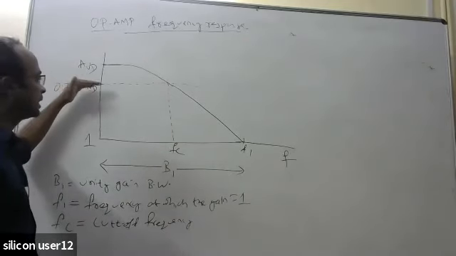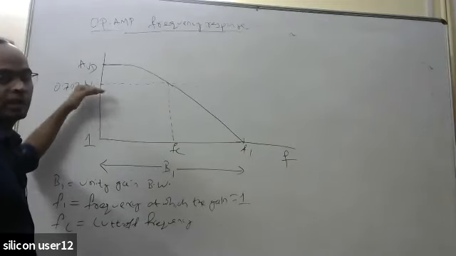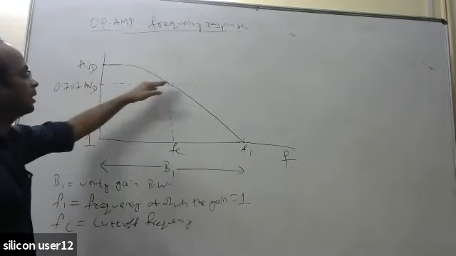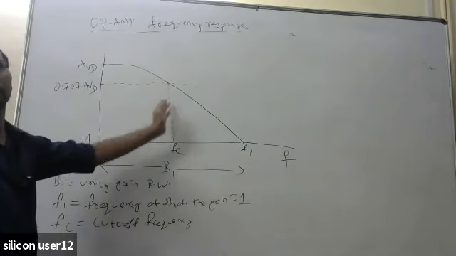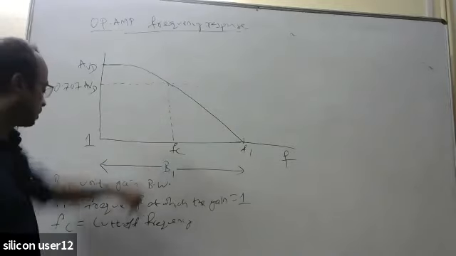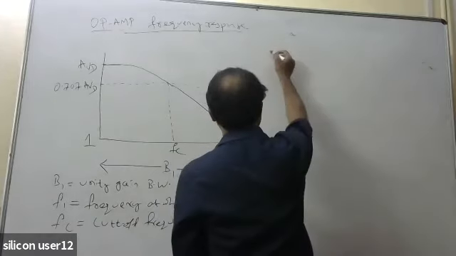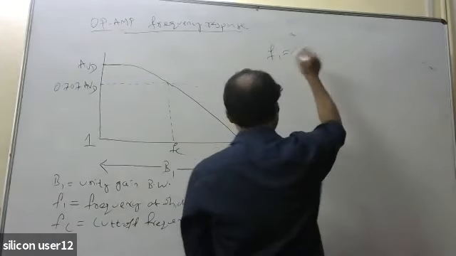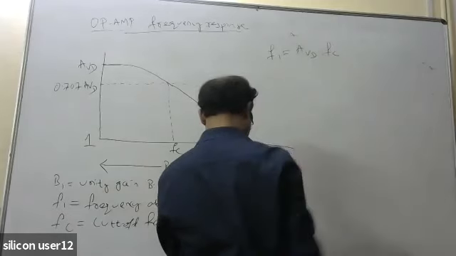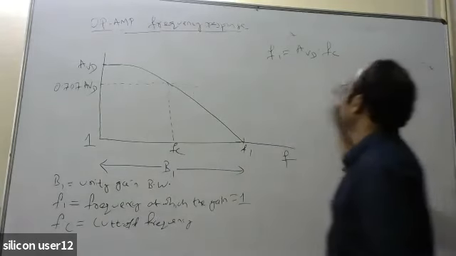If the gain goes below that, then we are saying that the gain is very low. If the gain goes below 70%, then the gain is very low, and at that point we can say it is the cutoff frequency. That means after that the gain has decreased to a larger extent. So that's why this FC is called the cutoff frequency. The relationship between them is given by F1 equal to AVD into FC.